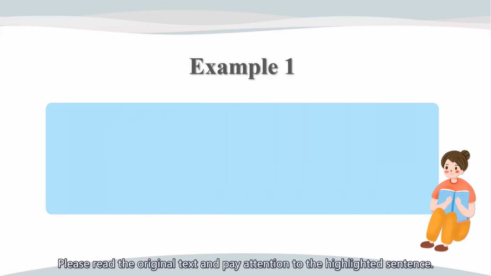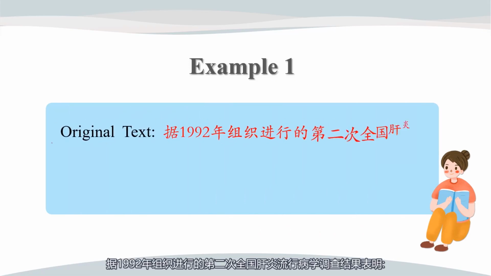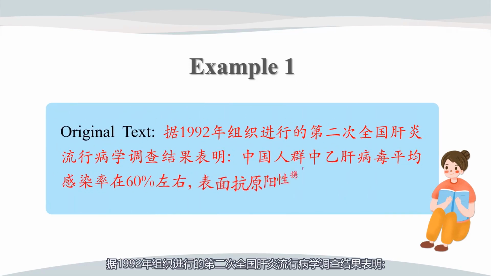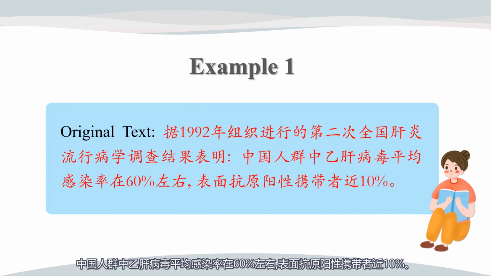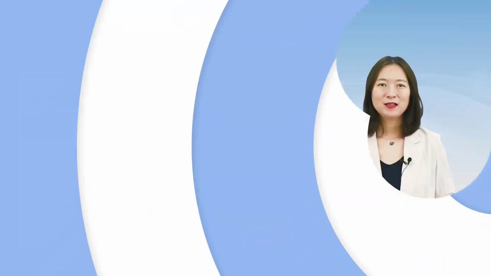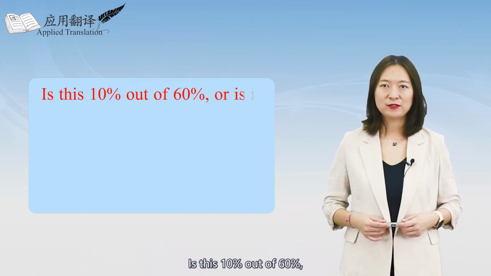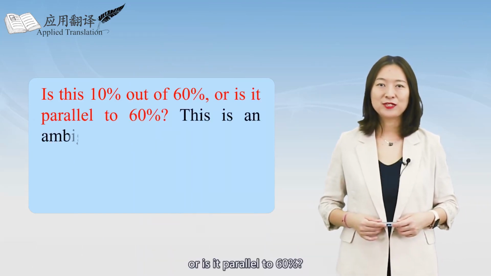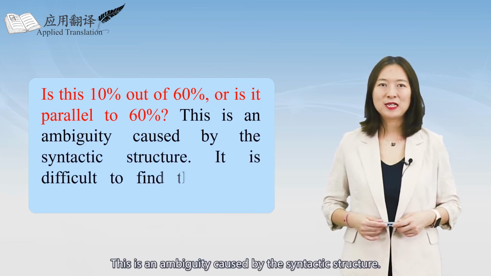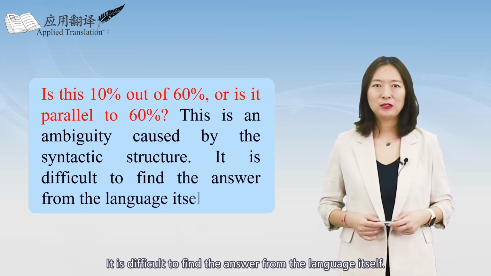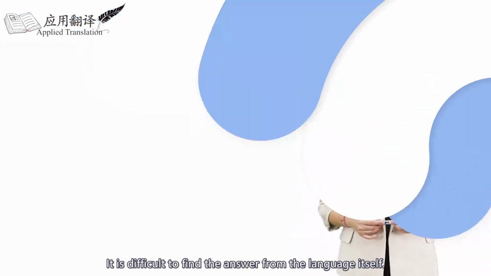Please read the original text and pay attention to the highlighted sentence. 据1992年组织进行的第2次全国肝炎流行病学调查结果表明，中国人群中乙肝病毒平均感染率在 60% 左右，表面抗原阳性携带者近 10%。 Here comes the question. Is this 10% out of 60%? Or is it parallel to 60%? This is an ambiguity caused by the syntactic structure. It is difficult to find the answer from the language itself.